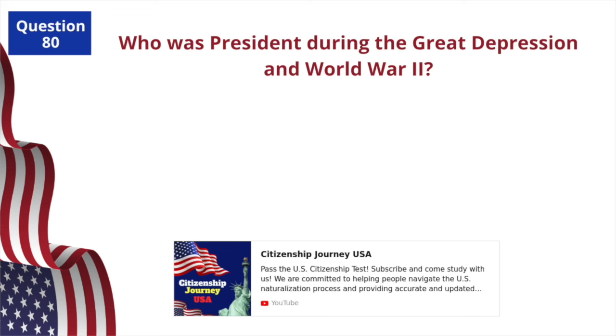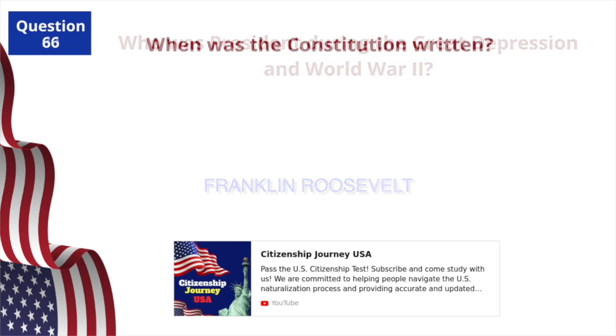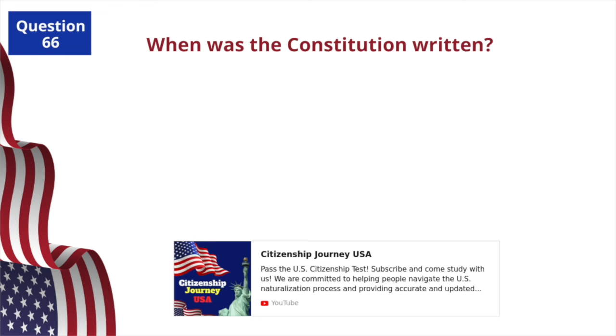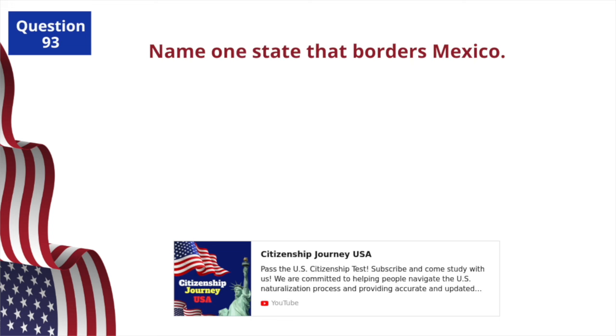Who was president during the Great Depression and World War II? Franklin Roosevelt. When was the Constitution written? 1787. Name one state that borders Mexico. California.